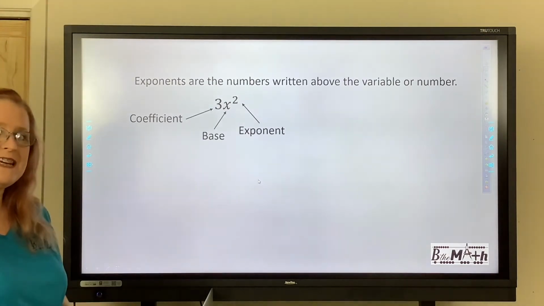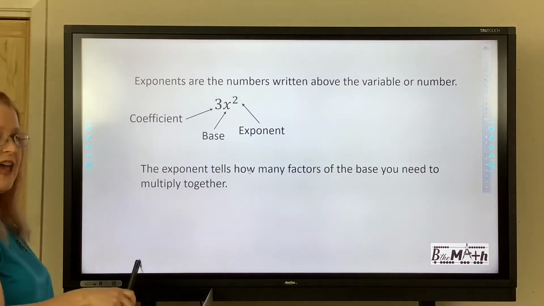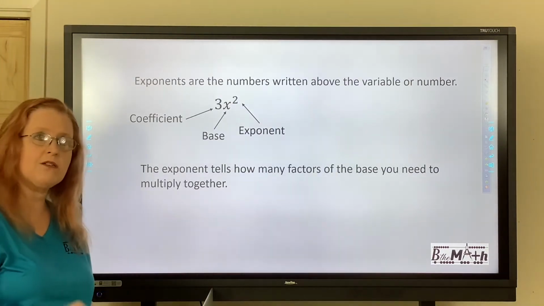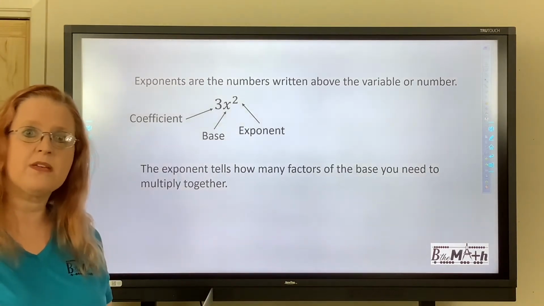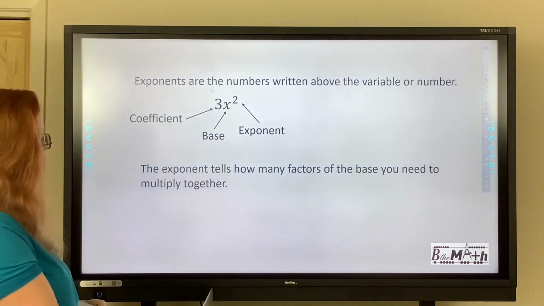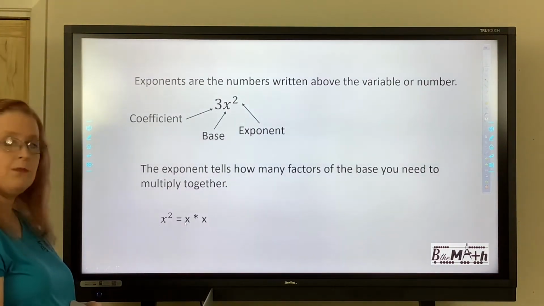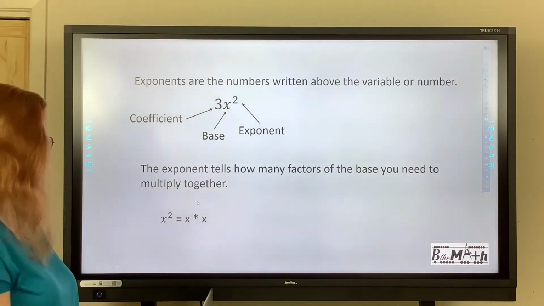Now, what does an exponent do? The exponent tells how many factors of the base you need to multiply together. A factor is a part of a product, something that you're multiplying. And so basically with x squared, it just means I'm going to multiply x times x. I need 2 of the x's to multiply together.